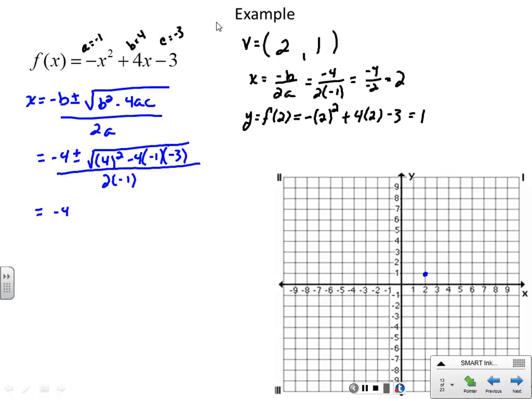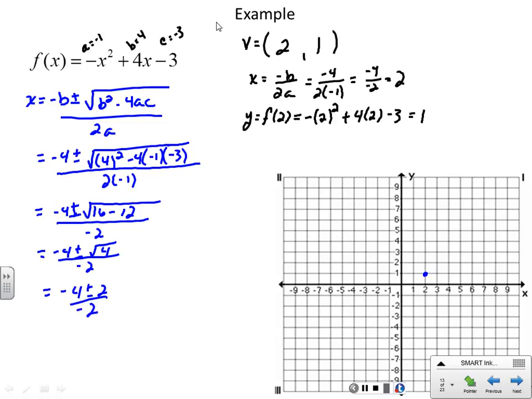So we'll have -4 plus or minus the square root of 4 squared is 16, and then that's going to be minus 12, all over 2 times -1, which is -2. So we'll have -4 plus or minus the square root of 4 over -2. So we have -4 plus or minus 2 over -2. So we're going to split that plus and minus sign up, right? -4 plus 2 is -2 over -2, which is going to be 1. And then -4 minus 2, which is -6 divided by -2, which is going to be 3. And there are your x-intercepts. We have one at 1 and one at 3.